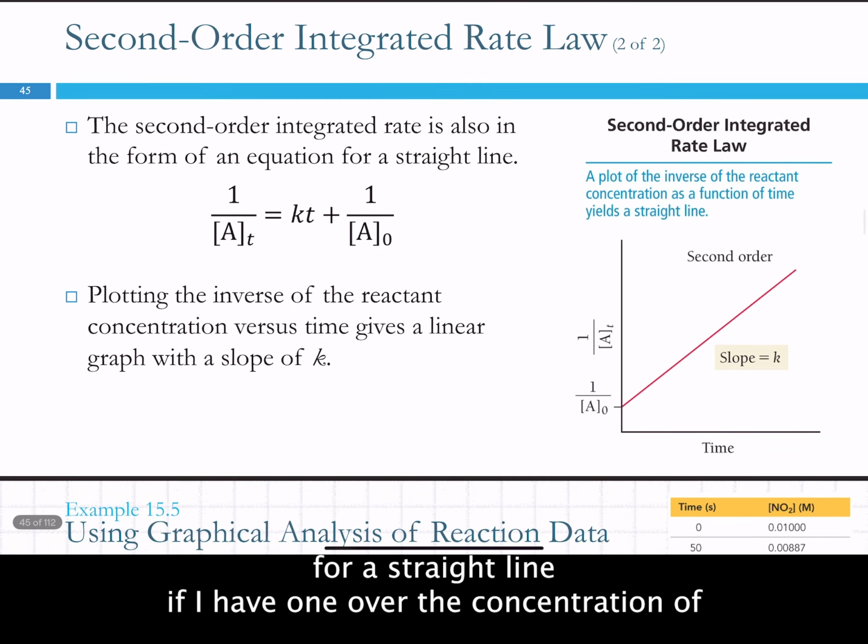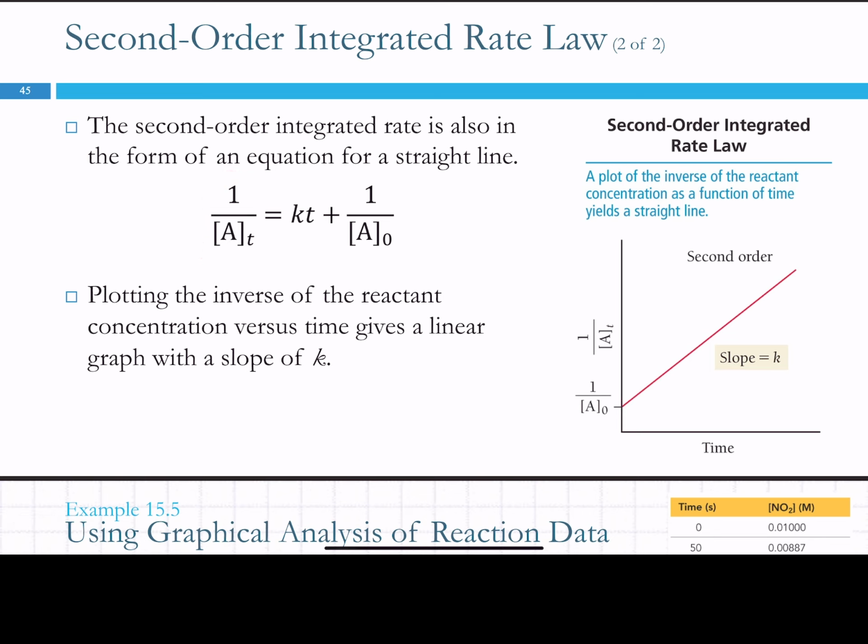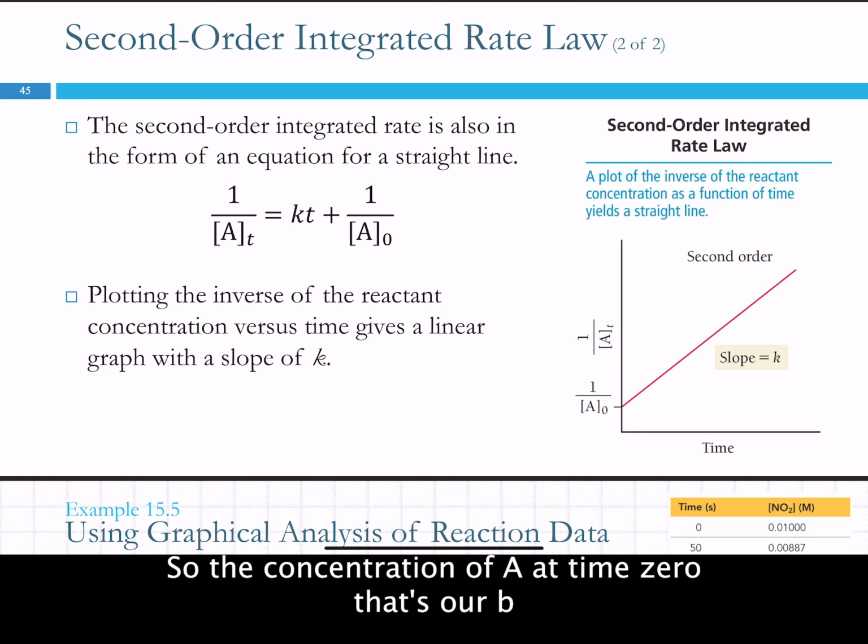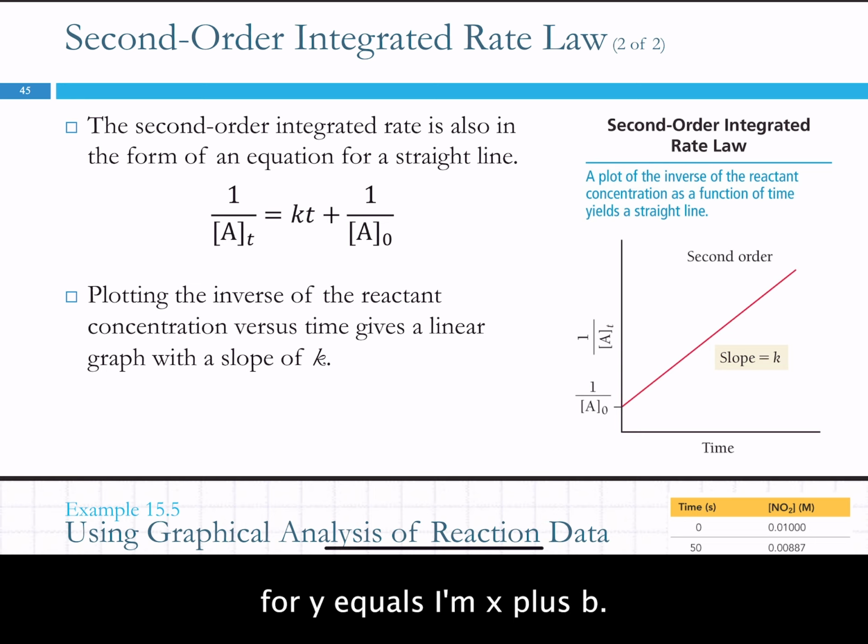But it's only the equation for a straight line if I have 1 over the concentration of A at time t equals kt plus 1 over the concentration of A at time 0. So 1 over the concentration of A at time 0, that's our b for y equals mx plus b. And again, the slope tells us what k is.